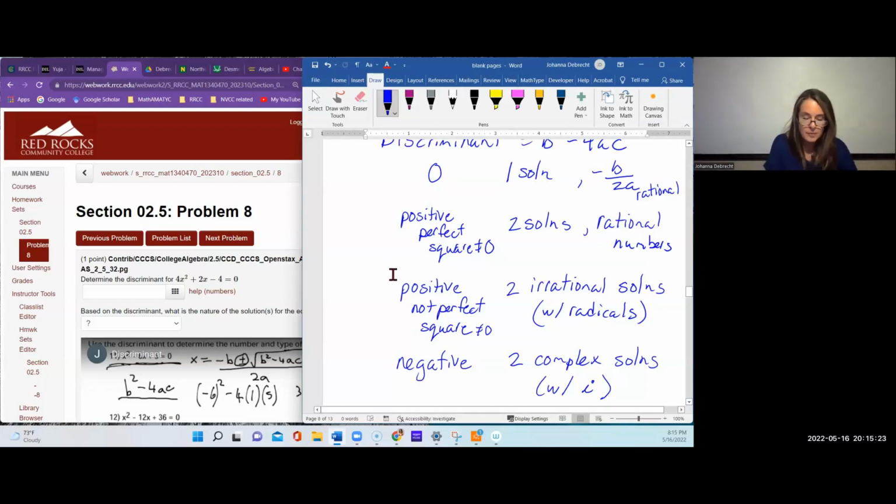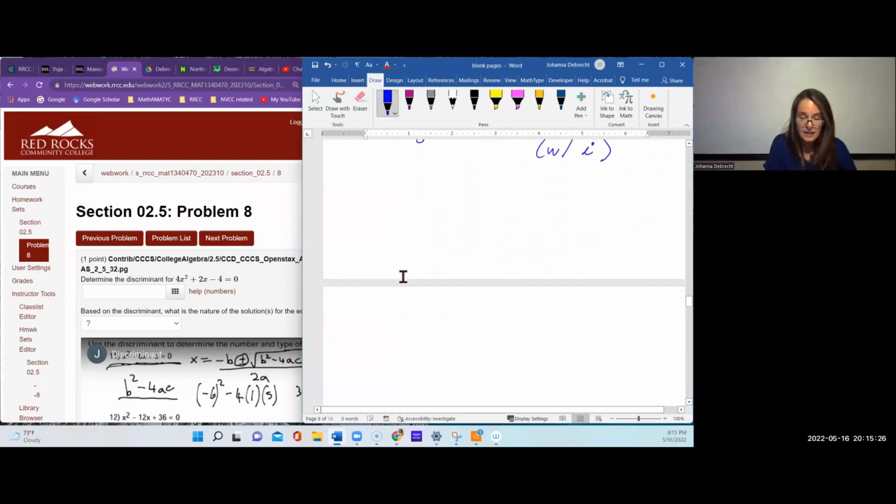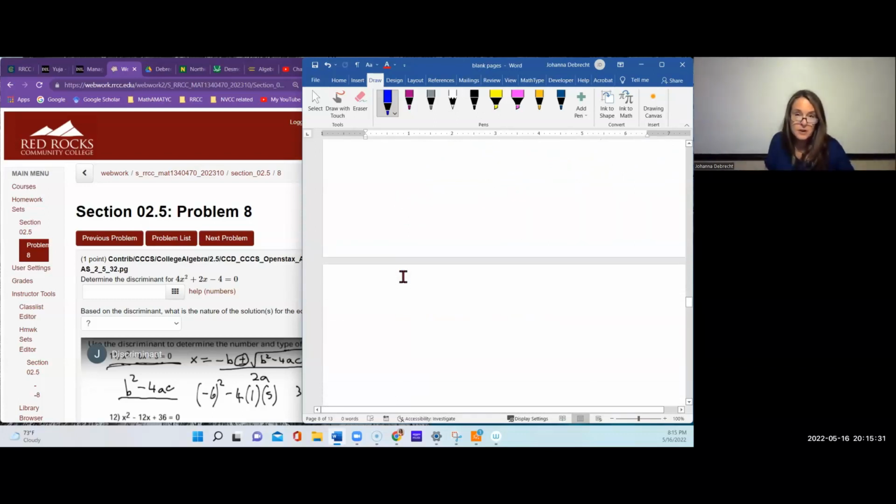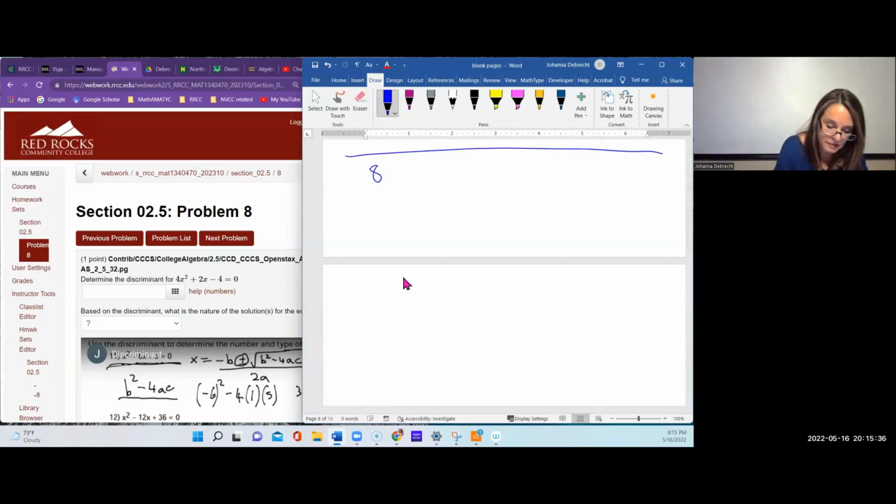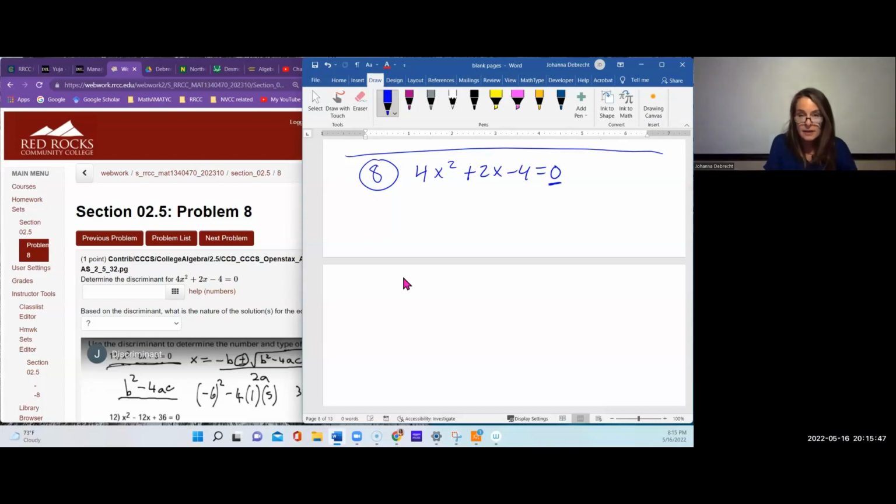Let's take a look now at problem number 8, which asks us to find the discriminant and then to determine from the discriminant how many solutions there are and of what type they are. For problem number 8, we have 4x squared plus 2x minus 4 equals 0. First, we have to make sure that we have 0 on one side. Then we take the coefficients of the terms. We have a equal to 4 as the coefficient of x squared. We have b equal to 2 as the coefficient of x, and c equal to negative 4 as the constant.